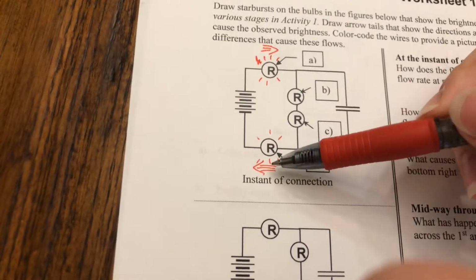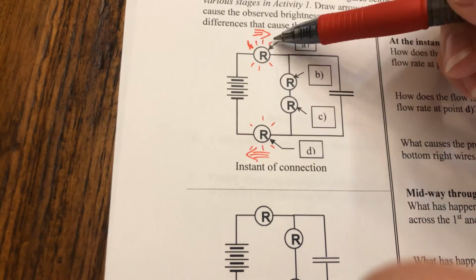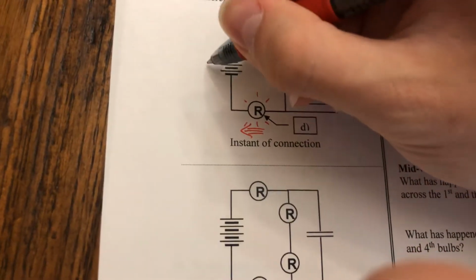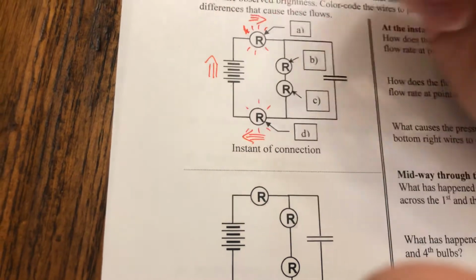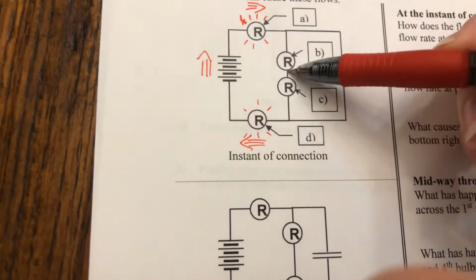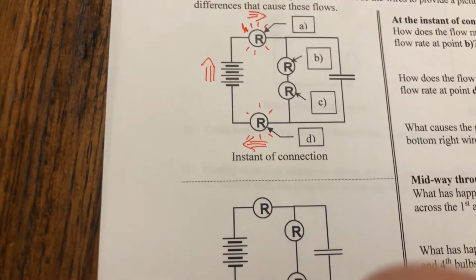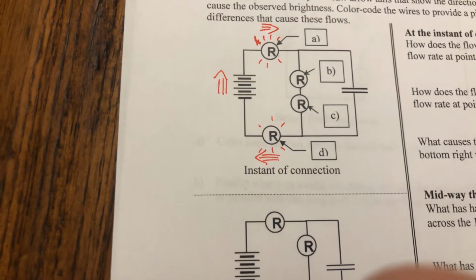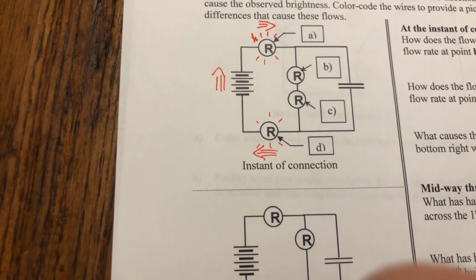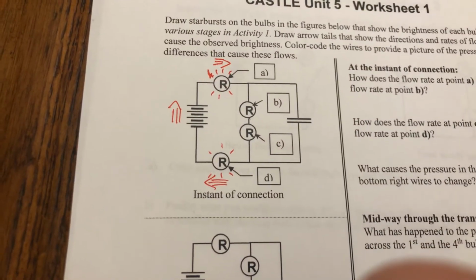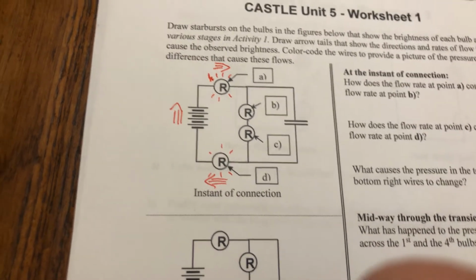Now, since there's 3 going through here and 3 going through here, that means that there must also be 3 going through here. But since these 2 bulbs don't light, that means that there must not be any charge flow there. Which I know is kind of weird, but let's look at what that must mean for our pressure.